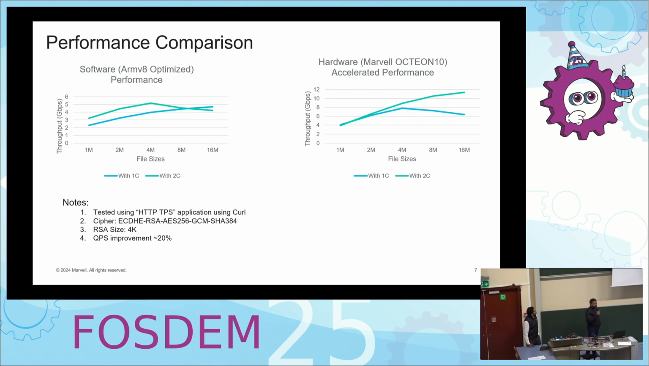We have used RSA 4K, and the queries per second improvement that we observed was approximately 20%. And when we are submitting these asynchronous processes to the hardware accelerator, we saw an improvement of up to 50% in the CPU utilization, where the CPU was free for processing something else in the VPP context.